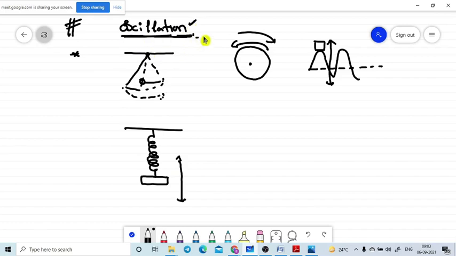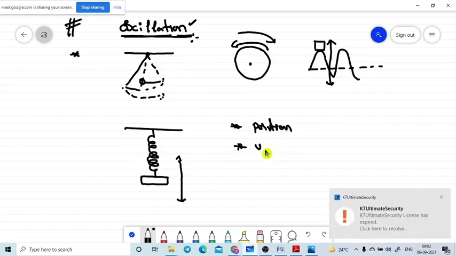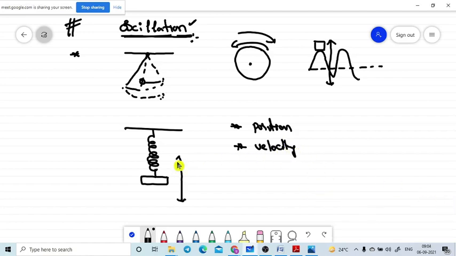So what is the kinematics? What are the parameters in the oscillations? How can you determine the position of the object? How can you determine the velocity of the object? We need to know the position of the object, that means where it is. We also need to know the velocity of the object, that means how much velocity the body has at a given time. We need to know the acceleration of the object at a given time. So this is the time.